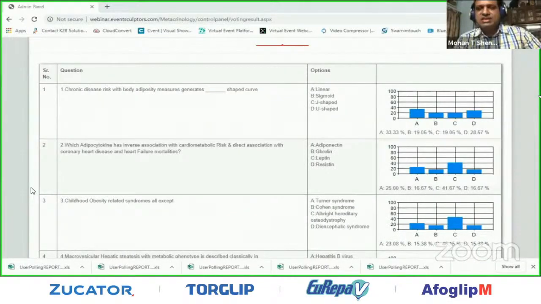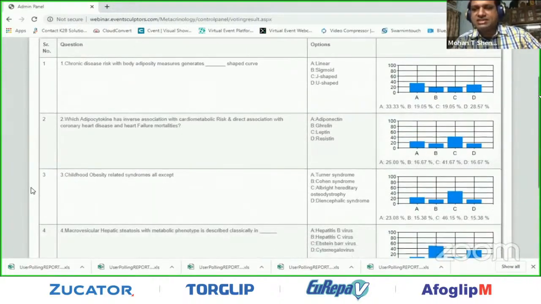Yeah, regarding the quiz, I think we had these questions. So just discussing the questions regarding the quiz. The first answer is J-shaped, because as Dr. Arun had shown, J-shaped is the one which is the chronic disease. I think the majority have not answered it, but you can see that some have. Regarding the adipocytokine causing inverse causality, as I had told you, adiponectin is the answer.